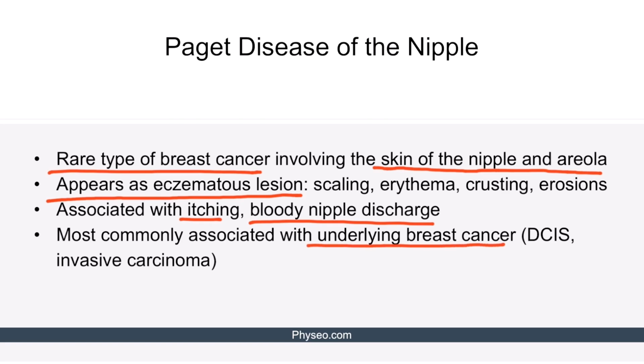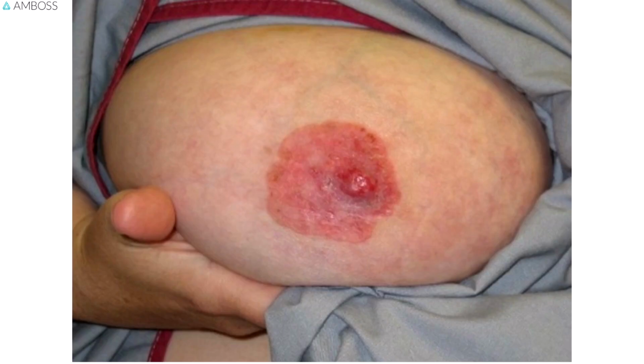This is because it has been theorized that neoplastic cells of the underlying carcinoma migrate to the surface of the nipple through the mammary ducts, manifesting as Paget's disease of the nipple. Here's an image of a breast of a woman with Paget's disease contributed by Ambos. Note the eczematous, scaly, and erythematous appearance of the nipple and areola. This is a classical presentation of Paget's disease of the nipple.